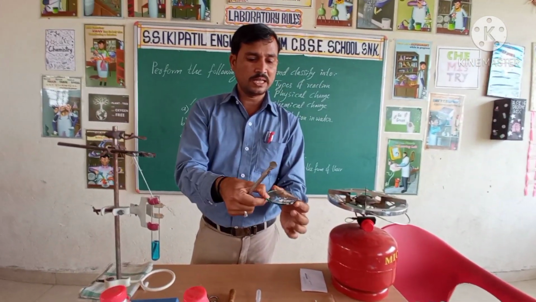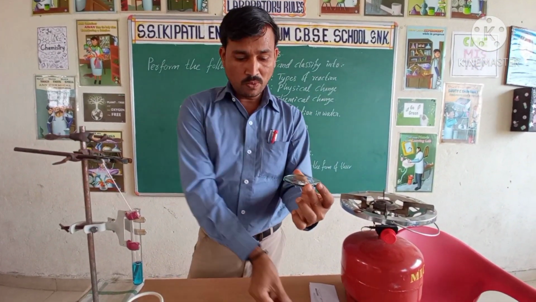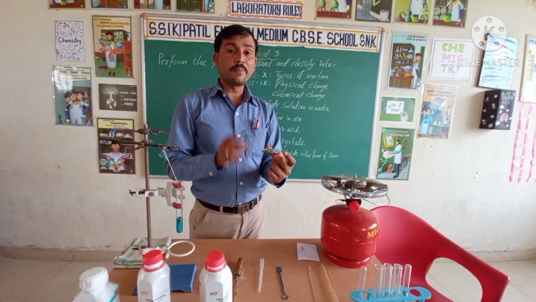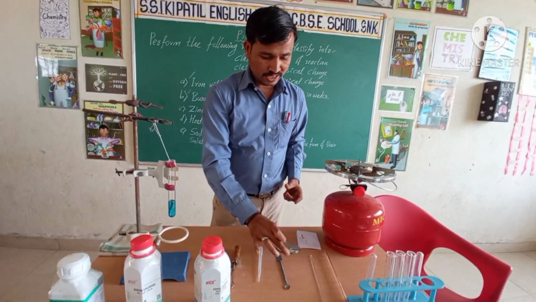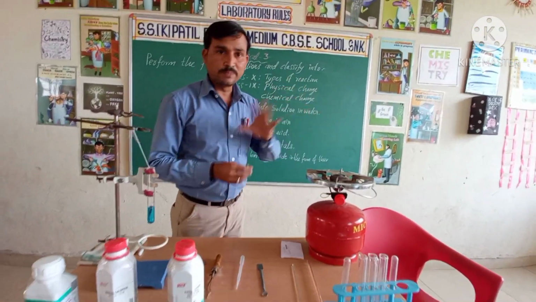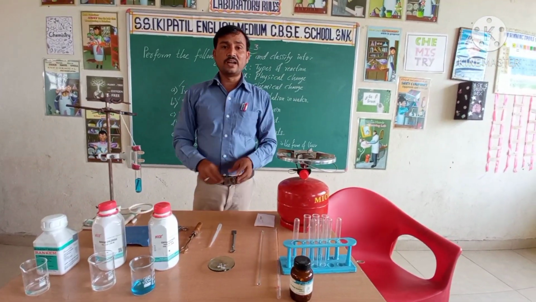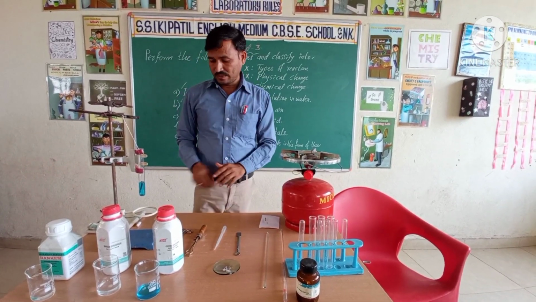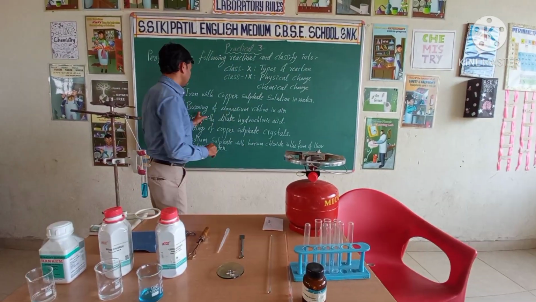See, in this watch glass, we collected this one. What is the result of this? Burning of magnesium ribbon means the magnesium ribbon burns in air with the help of oxygen present in the air, and magnesium becomes magnesium oxide. Yes, a reaction takes place like this, students.